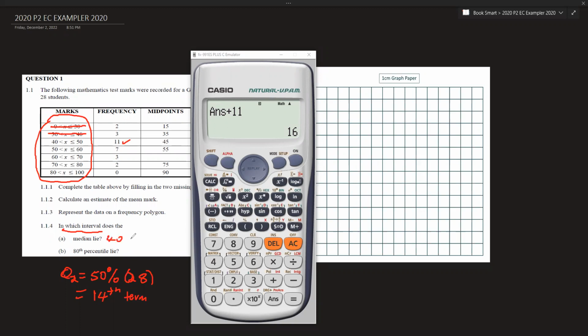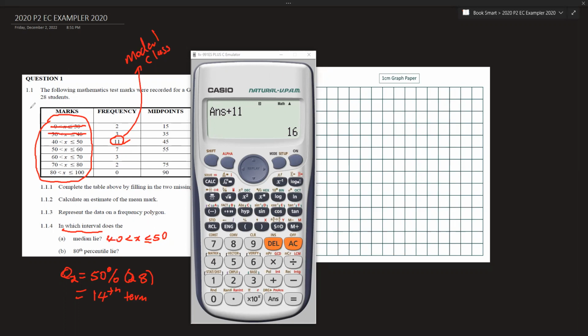40 x and then 50. Okay. And then if you can observe, this is the highest frequency on the table, right? Sometimes they'll ask you about the modal class. The modal class is the class where you get this highest frequency. So your modal class will also be there. The modal class is the class where you're looking for the highest frequency.